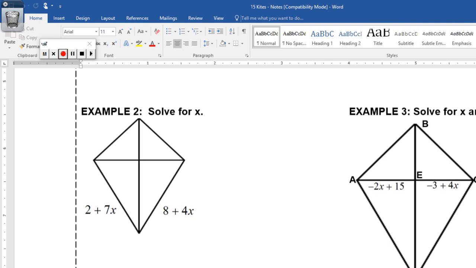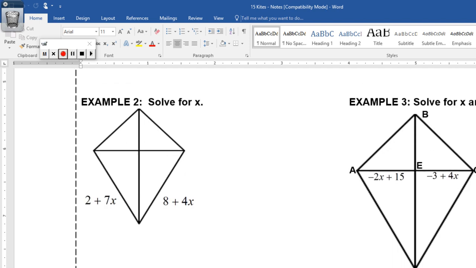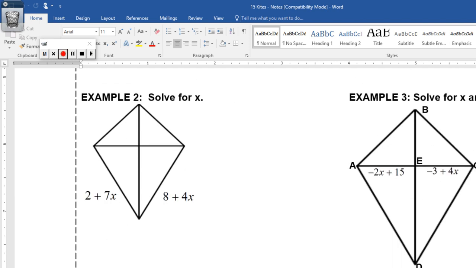Let's move on to example number 2 and 3. On this one, we're going to be solving for x. So I'm going to look at what they're giving me. They're giving me the two bottom sides of a kite. They're telling me that one of the sides is 2 plus 7x. They're telling me the other side is 8 plus 4x. Because it's a kite, I know that those two sides have to be equal to each other.